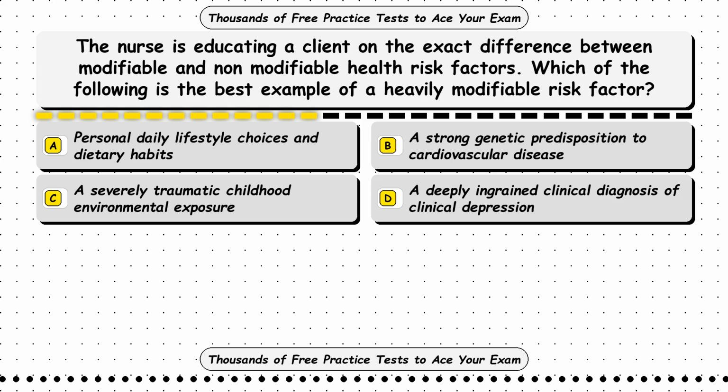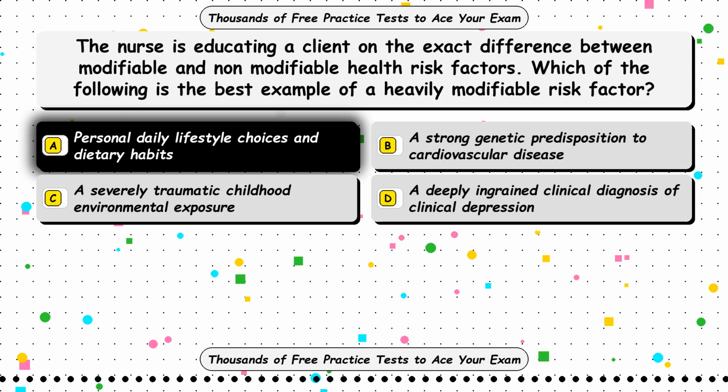Option A, personal daily lifestyle choices and dietary habits. Option B, a strong genetic predisposition to cardiovascular disease. Option C, a severely traumatic childhood environmental exposure. Option D, a deeply ingrained clinical diagnosis of clinical depression.